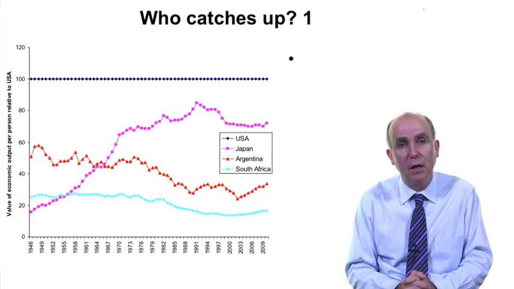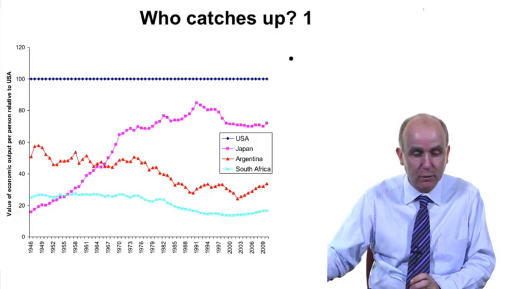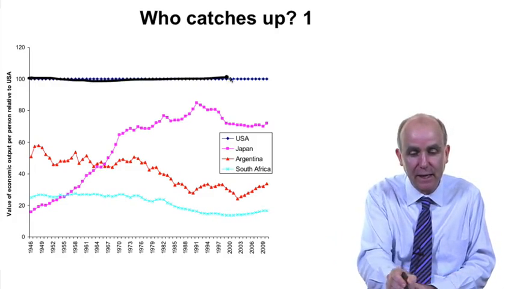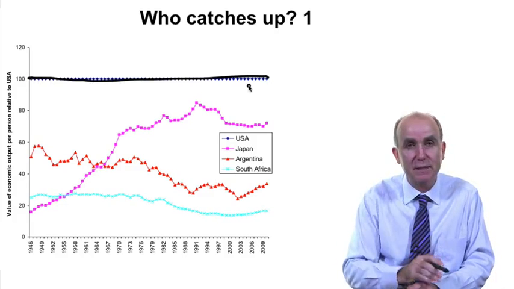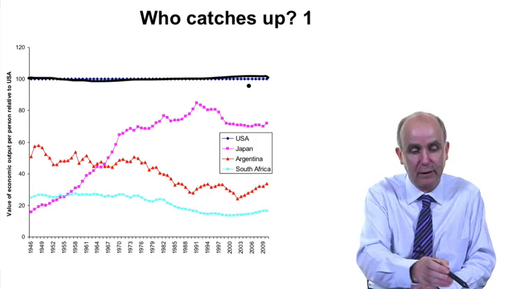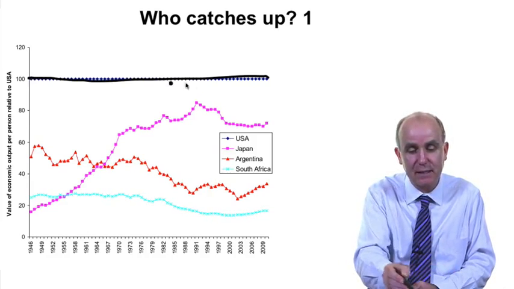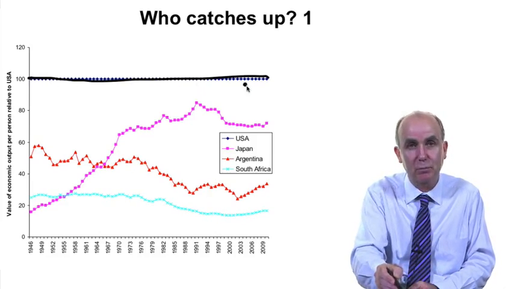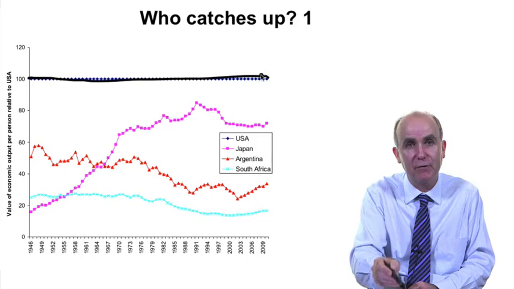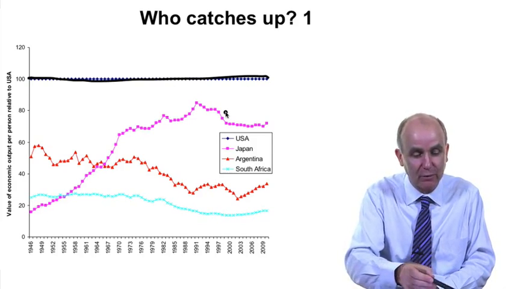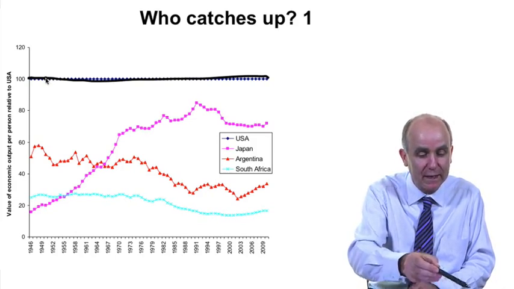Other countries, though, have had the opposite experience. This graph gives those two perspectives. So the way this graph is constructed is there's a line that you can see here which is 100 in every year. That's the United States. So basically I'm creating the United States, saying the United States has a value of economic output per person of 100 in every year.